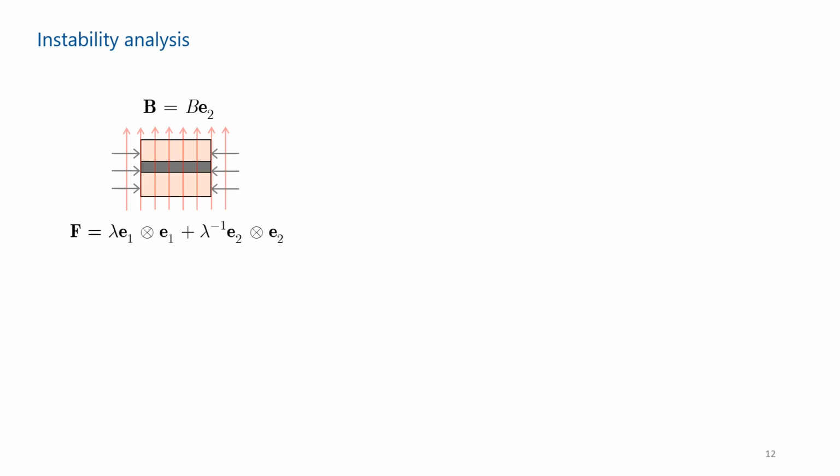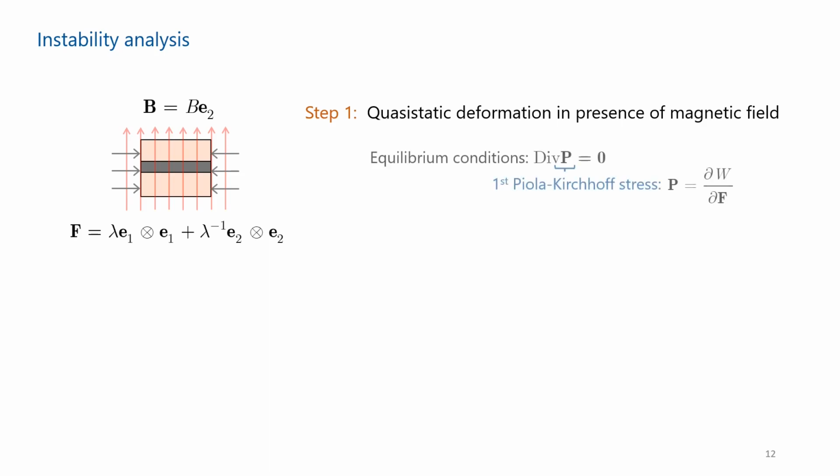Next, we will look at the method used to predict the onset of instabilities. The instability analysis is performed in two steps. First, we deform the MAE quasi-statically in the presence of a magnetic field as per the deformation gradient F. The balance of linear momentum gives us the equilibrium condition in terms of the first Piola-Kirchhoff stress tensor, which is defined using the energy function which we saw earlier.